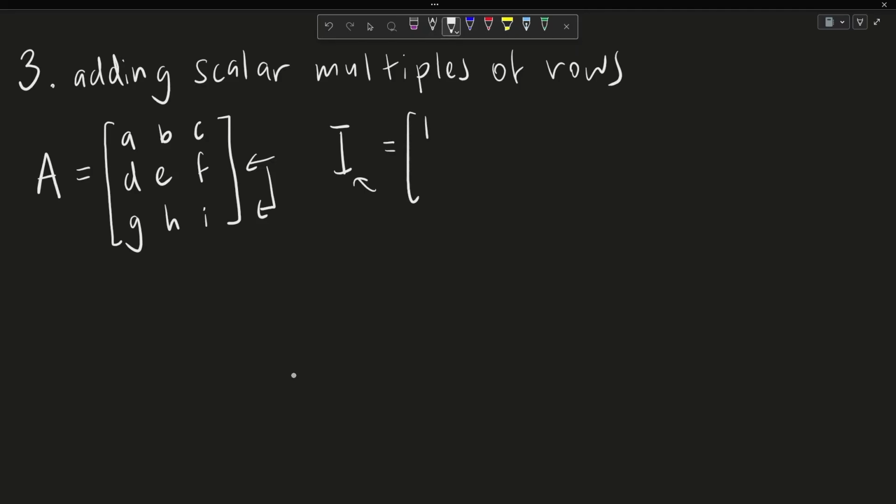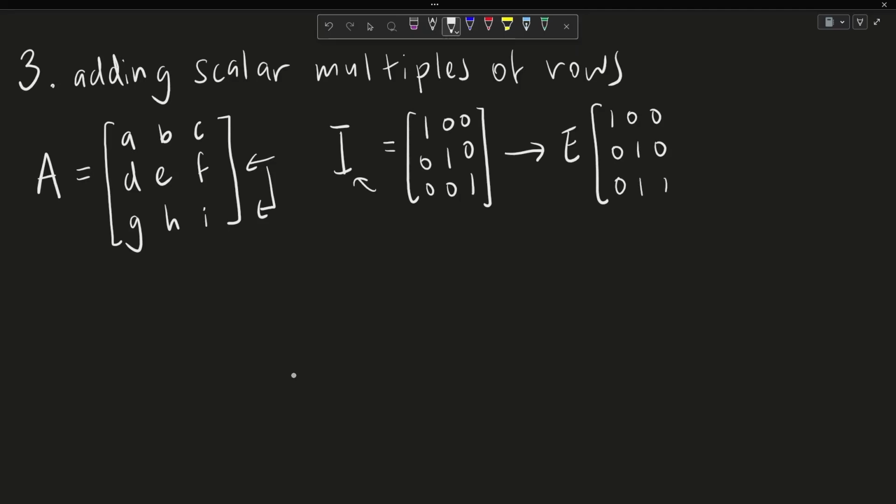So again, if we have our identity matrix as 1, 1, 1, in order to transform it to an appropriate E, where we add 1 times the second row to the third row, we'll take our first row and leave it as it is. We'll take our second row and leave it as it is. But for our third row, we'll add the second row to the third row. So we'll find we have 0, 1 plus 0, which is 1, and then 0 plus 1, which is 1. So this is our matrix E.